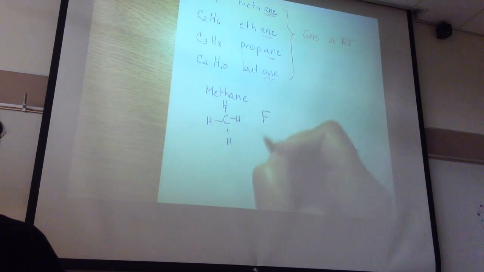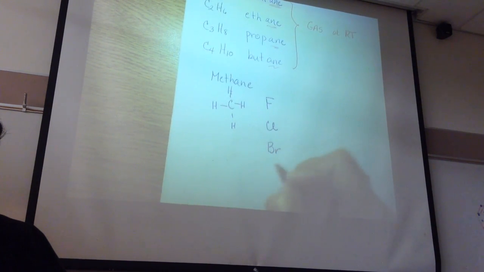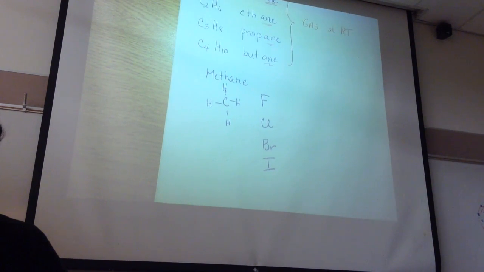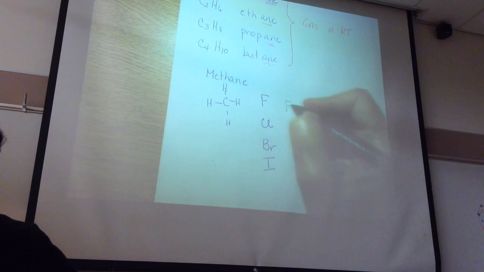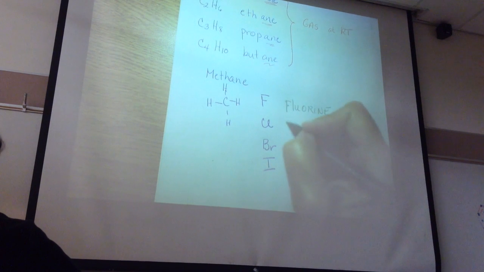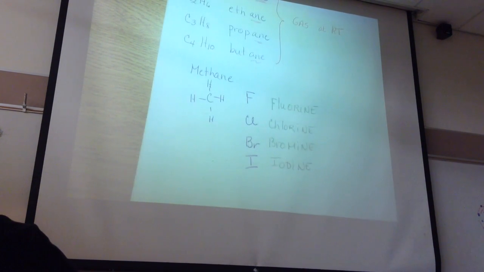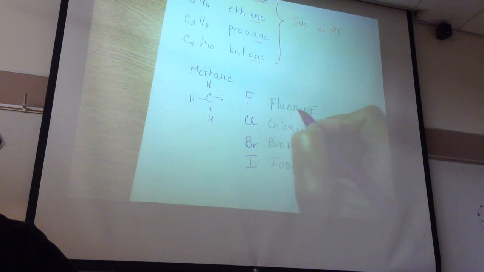So we have F, Cl, Br, and I. Their names on the periodic table are fluorine, chlorine, bromine, and iodine, which makes no sense why the endings are crazy. In naming these in our organic compounds, all you're going to do is take the INE ending, and add the letter O.